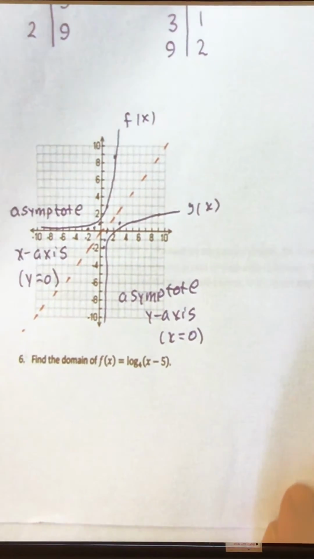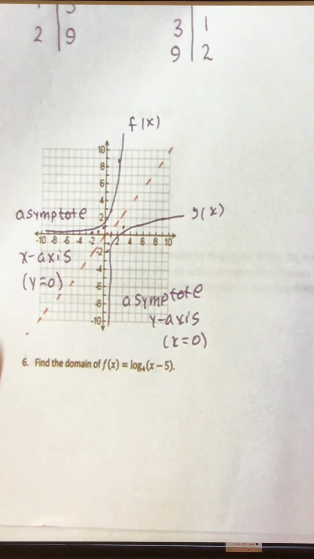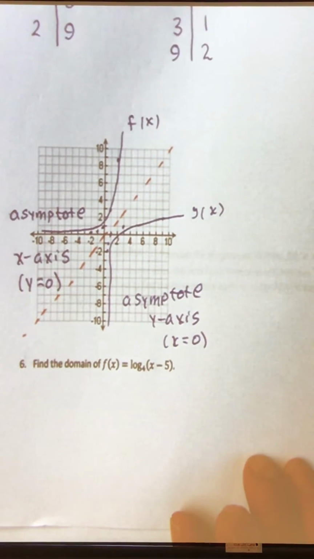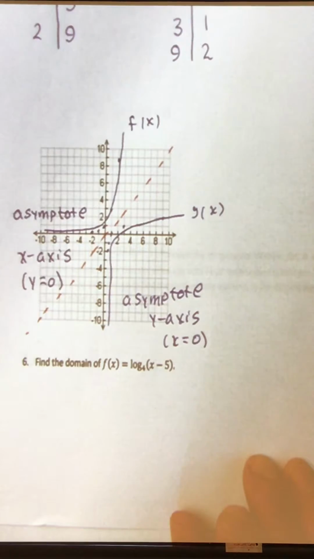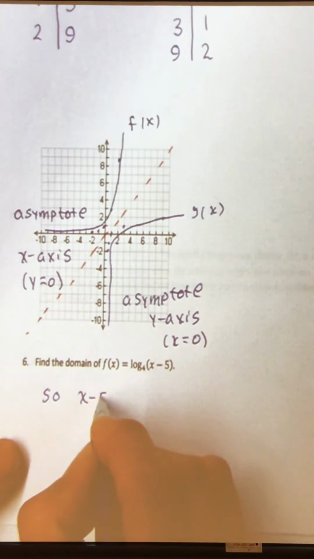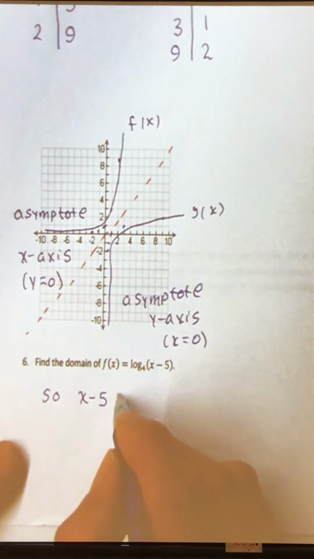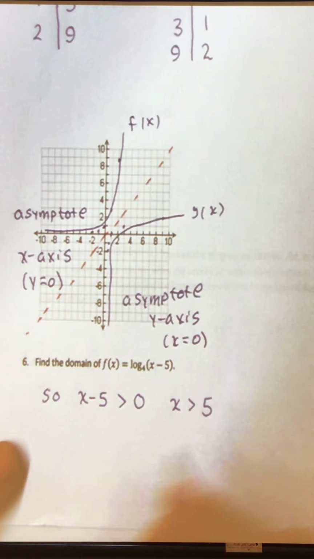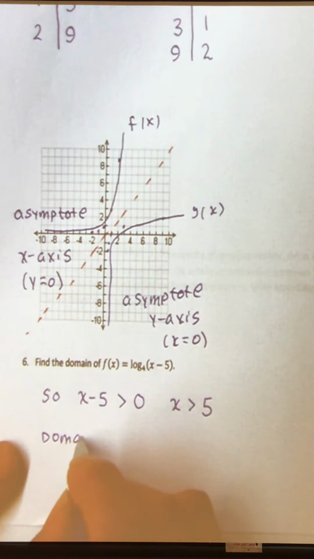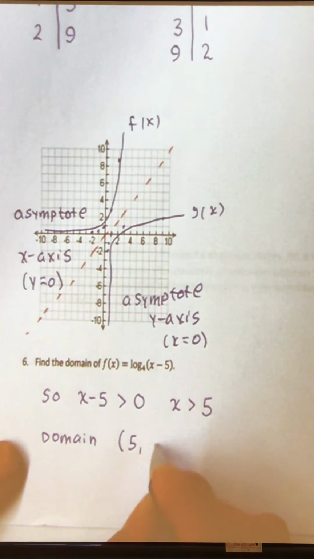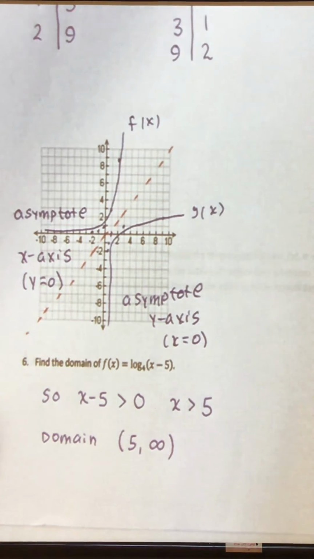Problem number 6. Find the domain of the function log base 4 of x minus 5. Only the logarithm of a positive quantity is allowed. So x minus 5, the quantity we take the logarithm of, must be strictly greater than 0, which means x has to be bigger than 5. Writing this in interval notation, we'll write the domain to be the open interval from 5 to positive infinity. Let's go on to problem number 7.